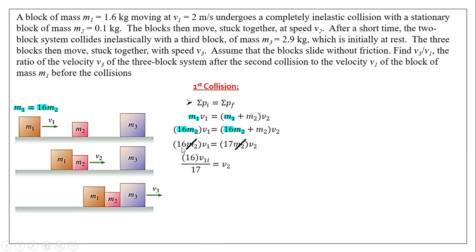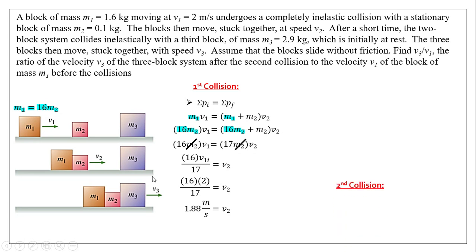So here, I just have 16 times V1, or V1i if you want to call it that, because it is the initial frame. But V1i is just 2, because the problem says that V1 is 2 meters per second. So 16 times 2 will give you 32. And 32 divided by 17 will give you about 1.88. So I know the speed of the system after block 1 collides with block 2 and couples together.